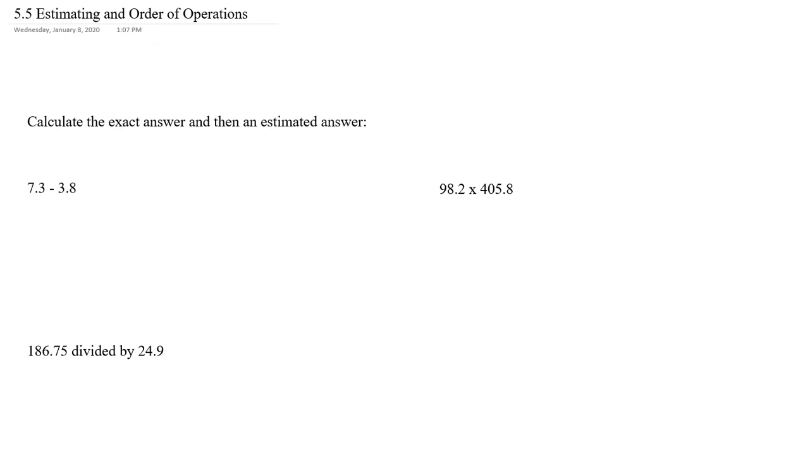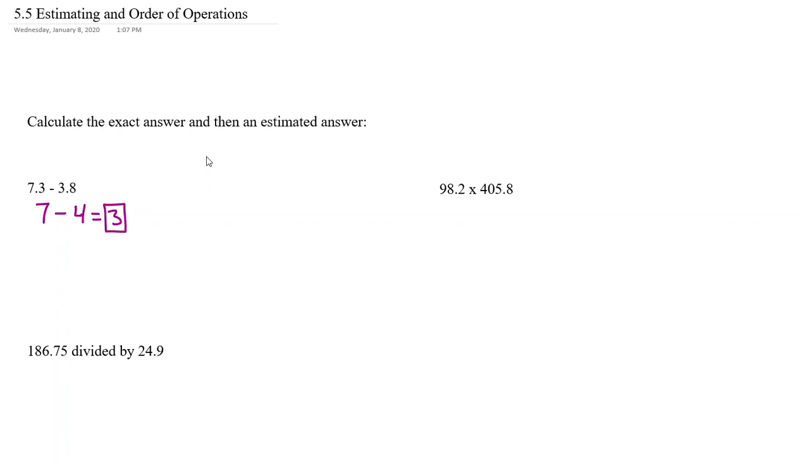And we'll see the value of it, and we'll see when there can be some problems with it. So, for example, 7.3 minus 3.8. It would be a lot easier to round 7.3 down to 7, and 3.8 is closer to 4, and 7 minus 4 is 3. And we could say, well, the answer is close to 3.